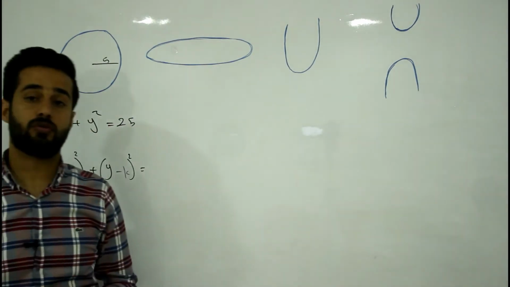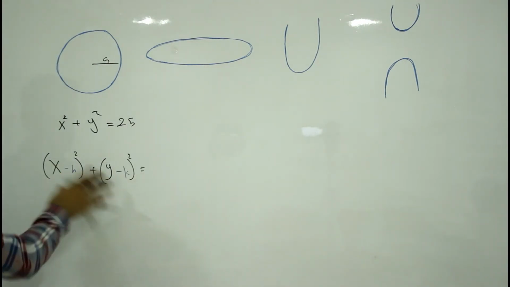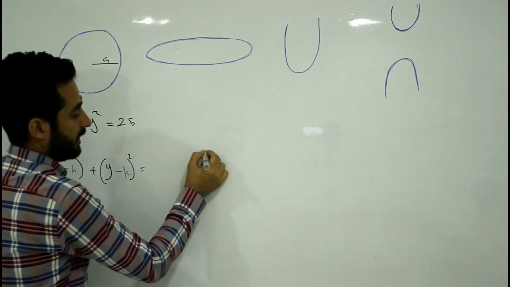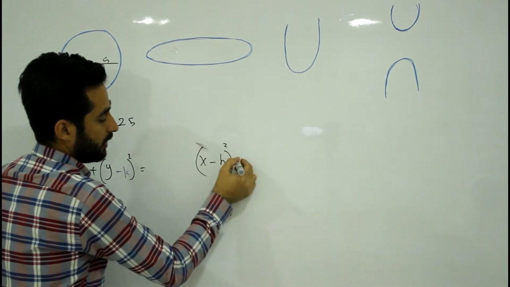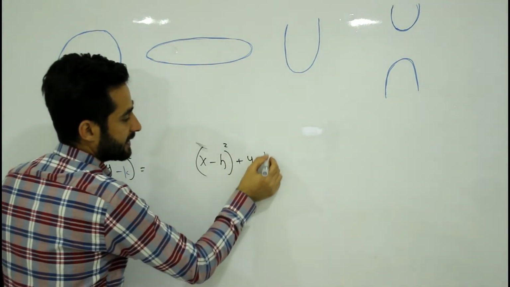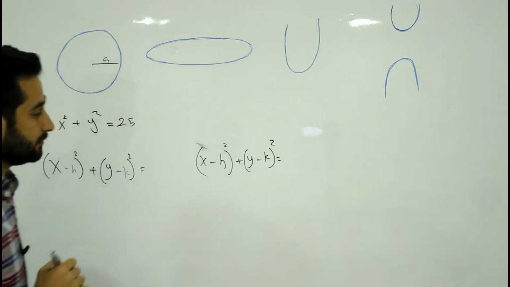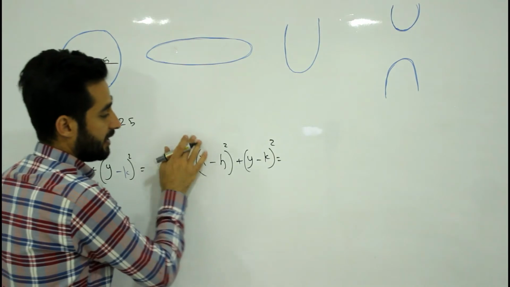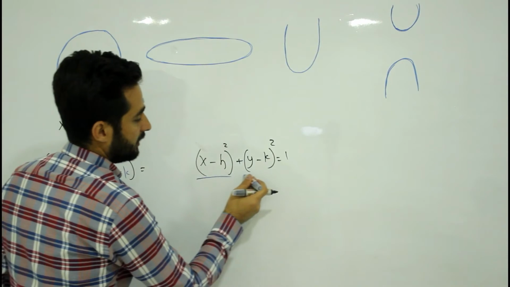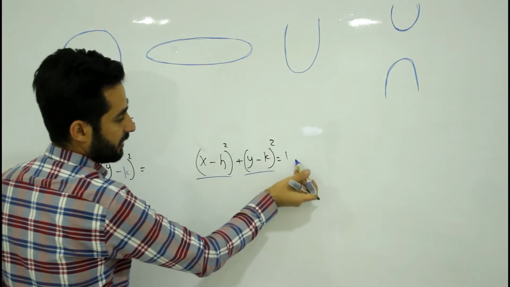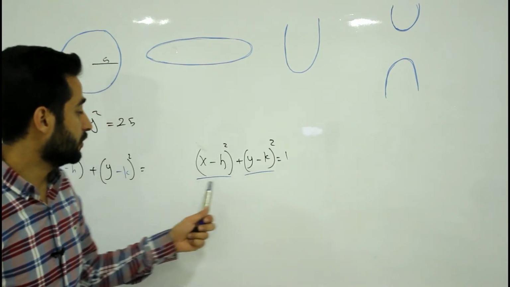What is the general rule for an ellipse? We can say we will have the same thing: x minus h squared plus y minus k squared, which is equal to what? Equal to a number, but we divide this number by itself so it becomes 1, like 25 divided by 25.